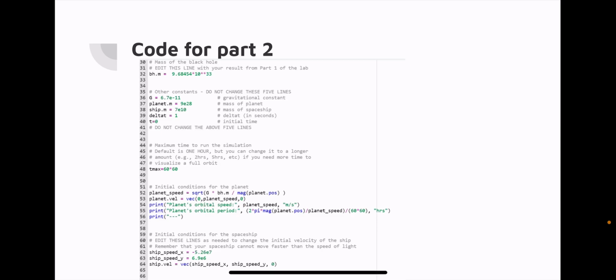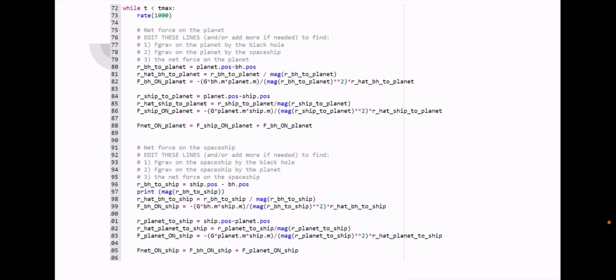Code for part 2. I used the black hole's mass, finding the average of all the black hole masses because they changed a little bit. So I found the average, and I put it in for bh.m. Those are the only initial conditions here. Oh, and at the bottom, these were a correct set of velocity components in order to escape the black hole, which will be shown a little bit later.